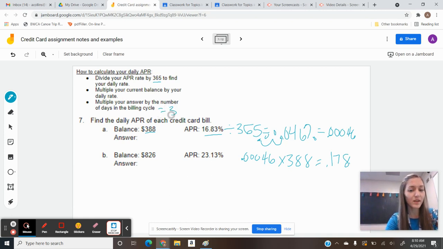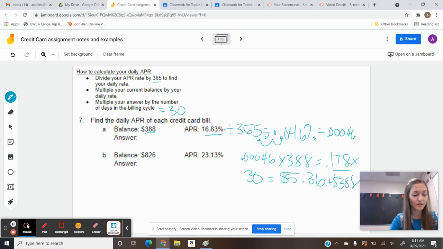The billing cycle is usually 30 days. Okay, so in order to figure out how much total I'm being charged at the end of the month for using my card, I have to take my answer right here times 30. And when I do that, I get $5.36. So that's how much extra I'm being charged by the end of the month. I need to add that to my original balance, which is $388. When I do that, I get $393.36.